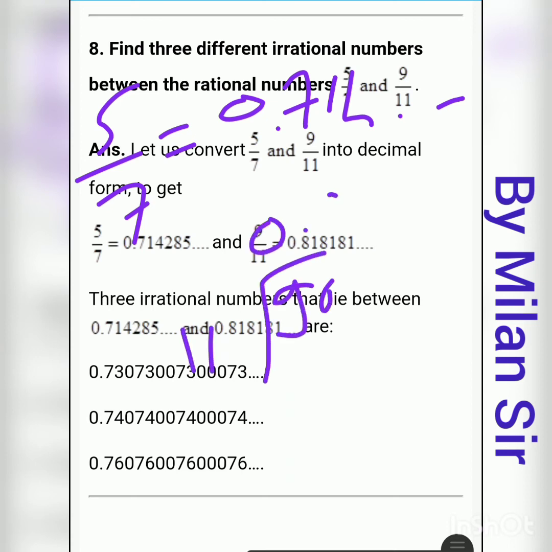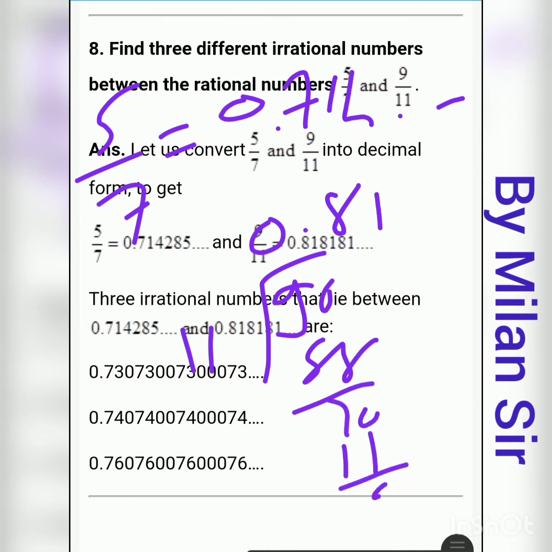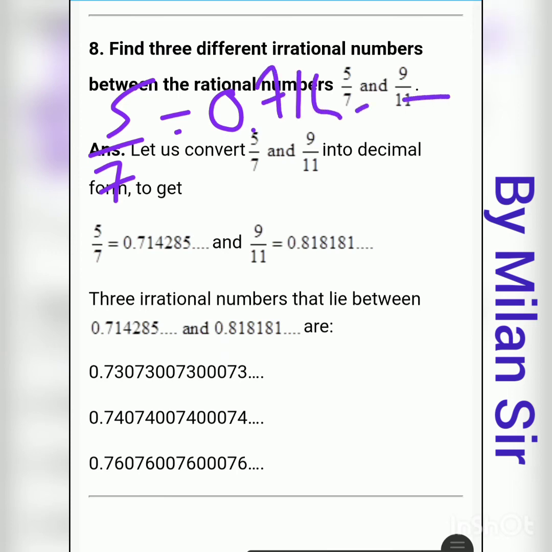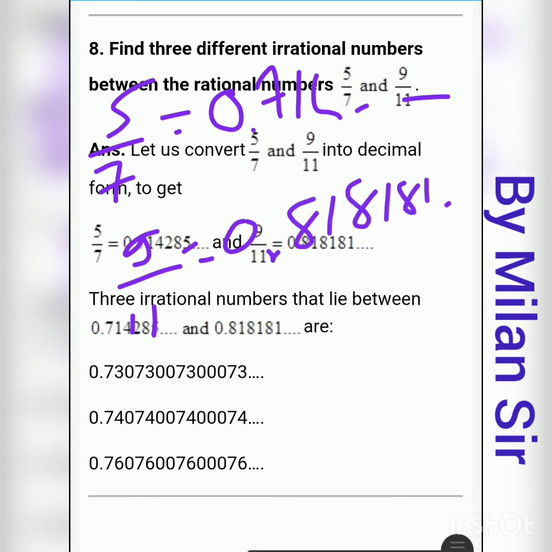Then 9 by 11, here 8s are 88, 220, 1s are 11, 9, again 8s, so 818181, right? So 5 by 7 is 0.714 something, and 9 by 11 is 0.818181 continuously.